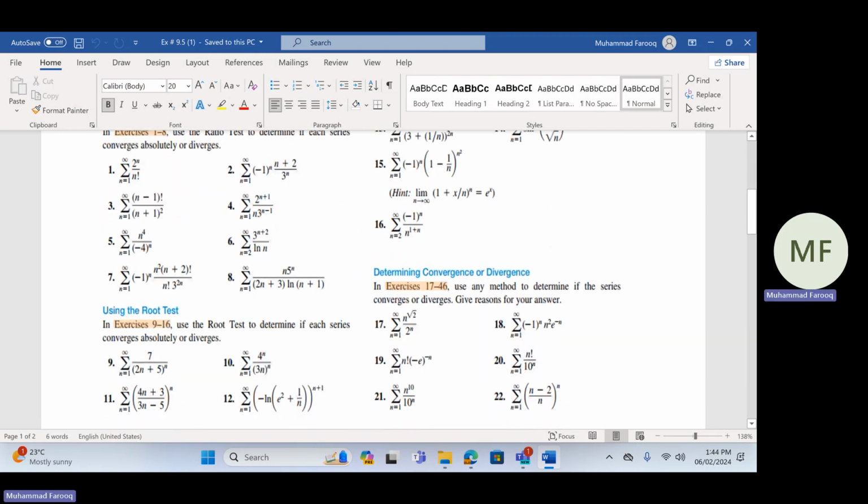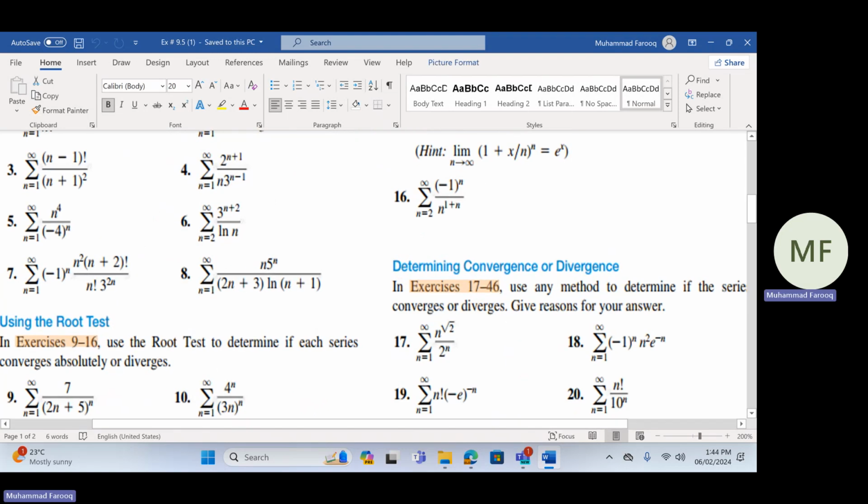Okay, so the last class, which question did we answer? Remember? Yes, seven. Okay, so let's try question number 8, please. By using the ratio test, just check whether this series converges or diverges, please. Question number 8.